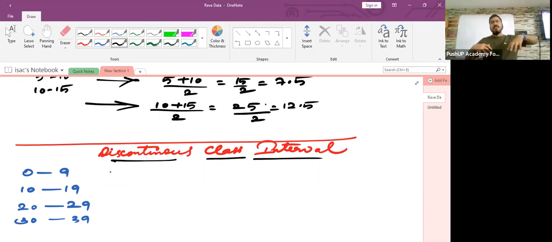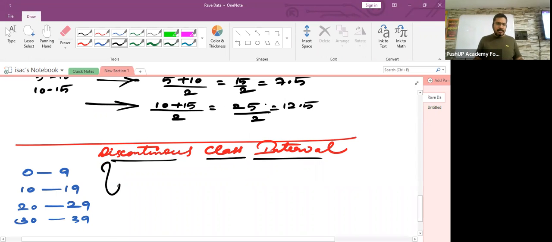Discontinuous is known as inclusive class intervals and continuous one is known as what? Exclusive class intervals. All right, but nobody in the examination is going to ask you these terms. What is inclusive and what is exclusive? You just learned what is discontinuous and what is continuous. That's enough.